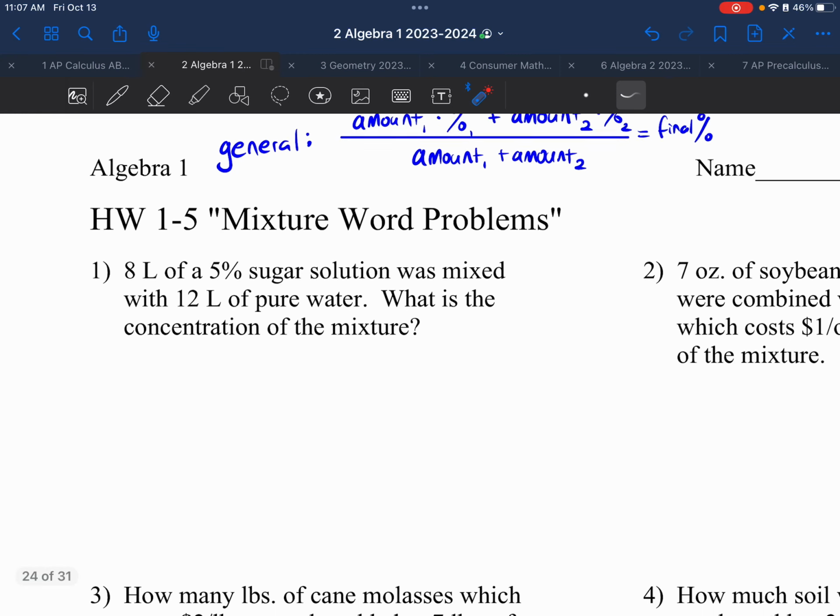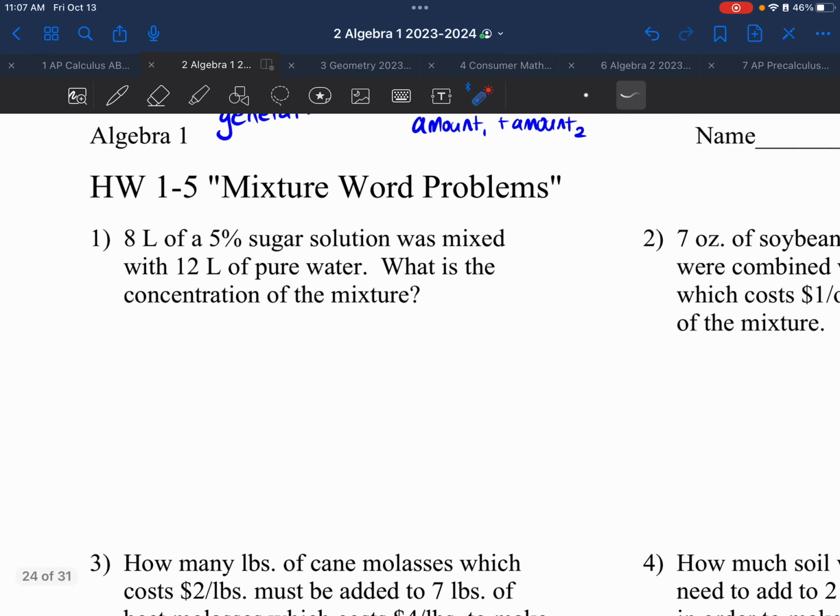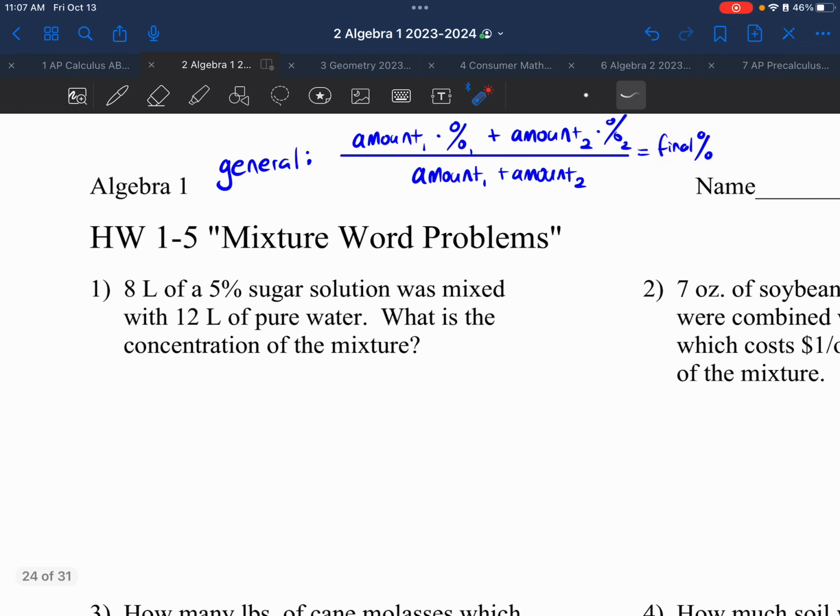Here we go. 8 liters of a 5% sugar solution was mixed with 2 liters of pure water. And that means pure water is 0% sugar. What is the concentration of the mixture? So I'm looking for the final concentration of the mixture in these two parts. So I'm looking for this piece. I don't know that, so I'm going to label that X over here.